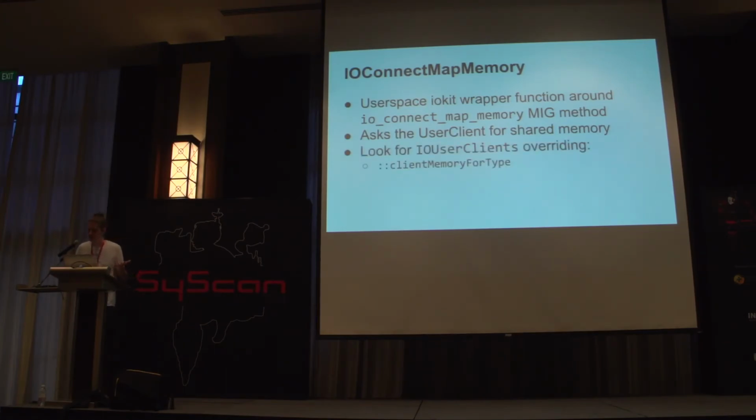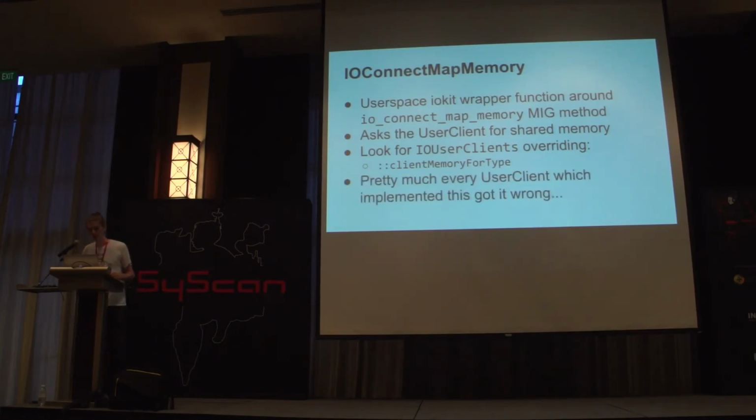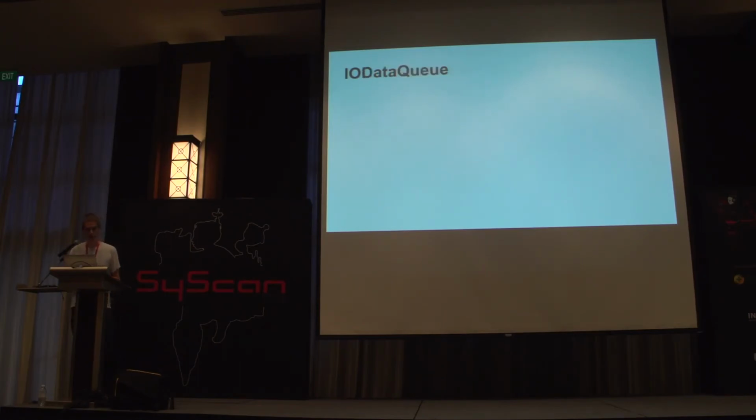What this really does is ask the user client code to give it some shared memory. So for defined IO user clients which implement this, you want to look for their clientMemoryForType method. The user clients which support this method will simply override this function and provide their own implementation. And pretty much every single user client which I've found thus far has managed to implement this completely wrong.